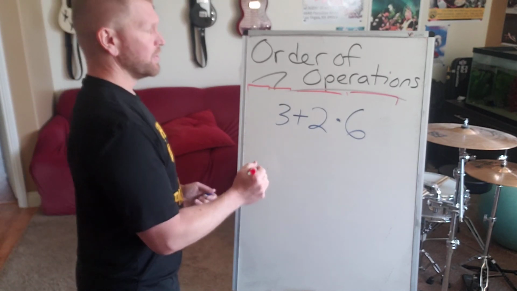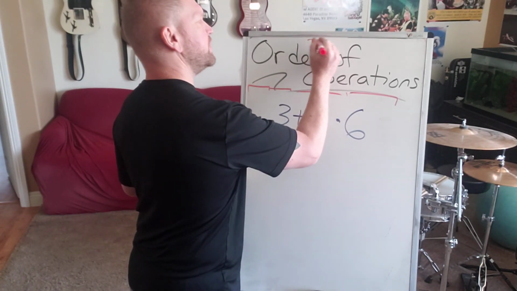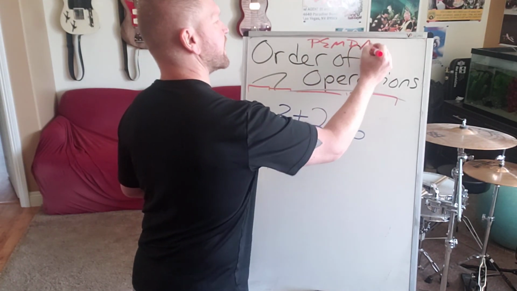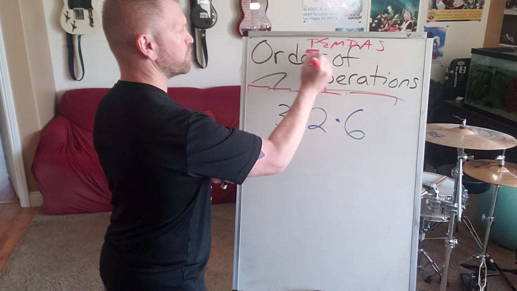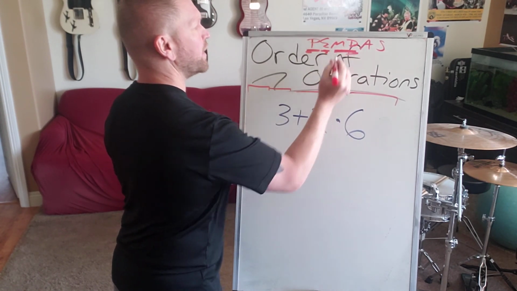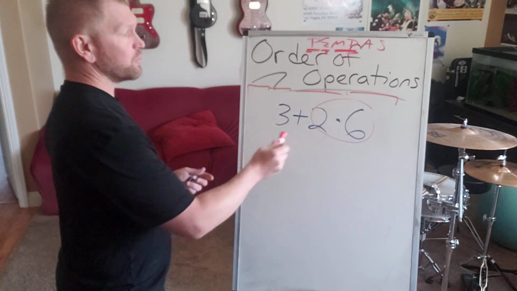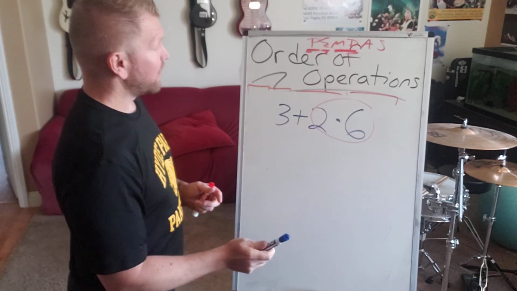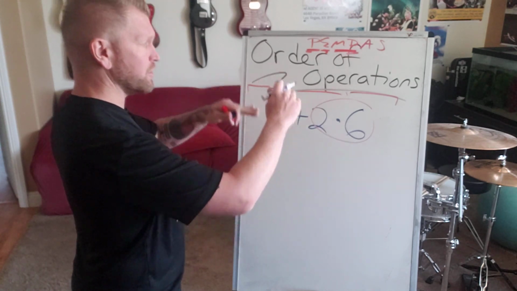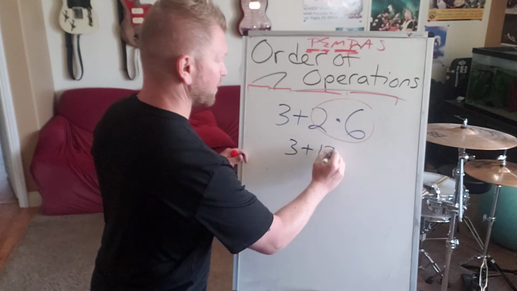So for this problem, there's adding and there's multiplying. So think of, please excuse my dear Aunt Sally. Are there any parentheses? No. Are there any exponents? No. Is there any multiply or divide? Yes, you have to do that first. So what does this equal? 2 times 6 is 12. So you bring your work down. You bring down the 3, you bring down the plus sign, and you bring down 12.